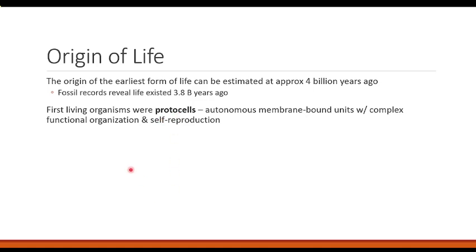So let's talk about the origin of life. The origin of the earliest form of life can be estimated at approximately 4 billion years ago, because fossil records reveal life existed approximately 3.8 billion years ago. It's been said that the first living organisms were called protocells: autonomous membrane-bound units with complex functional organization and capable of self-reproduction. Please take note of this: membrane-bound.